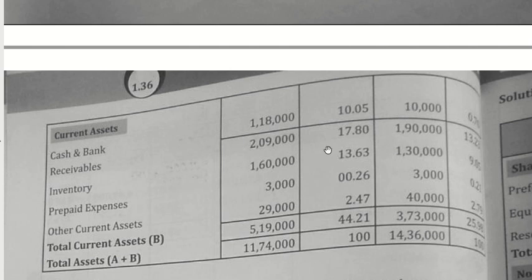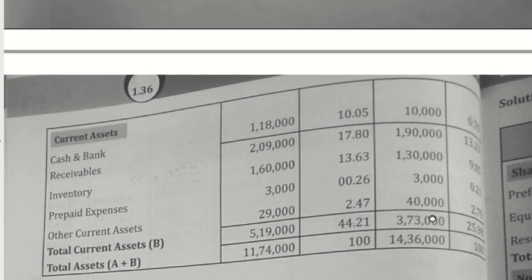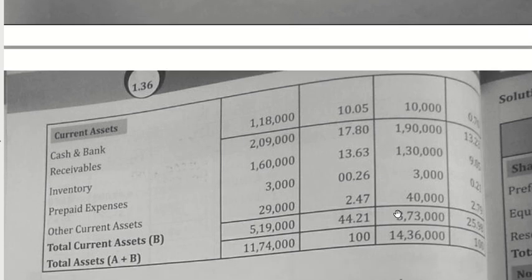So cash at bank, you have 10.05% and 0.71%. Receivables, you have 17.80% and 13.23%. Inventories, 13.63 and 9.05. Prepaid expenses is 0.26 and 0.23. Other current asset is 2.47 and 2.75. You total up your current assets.